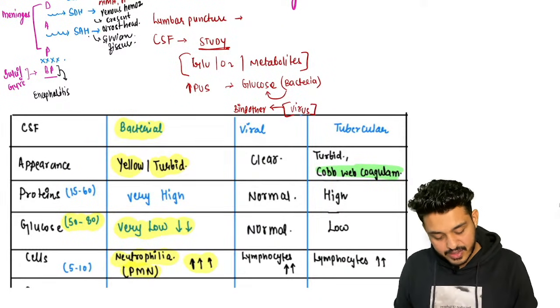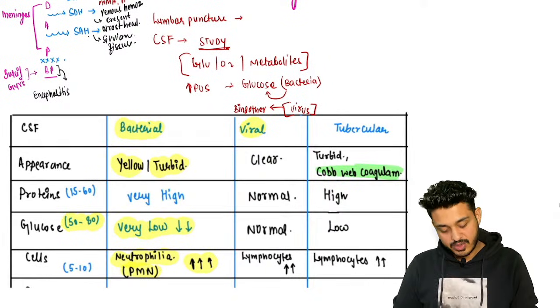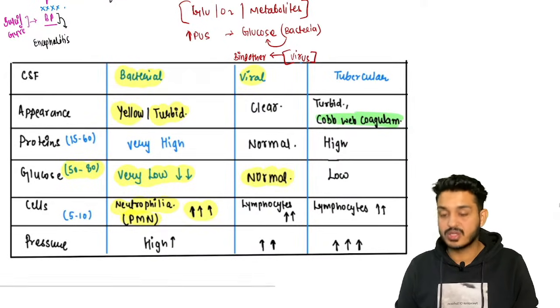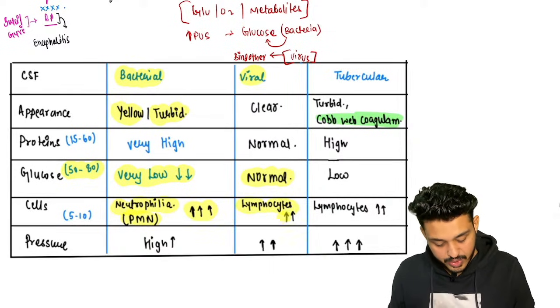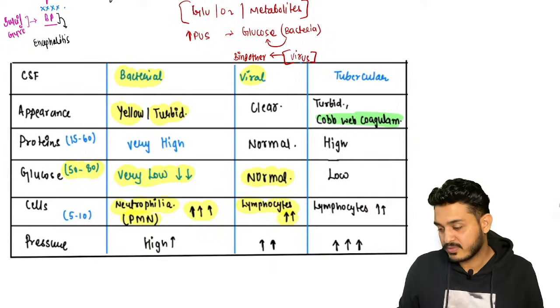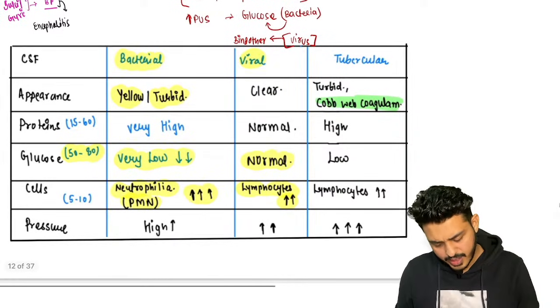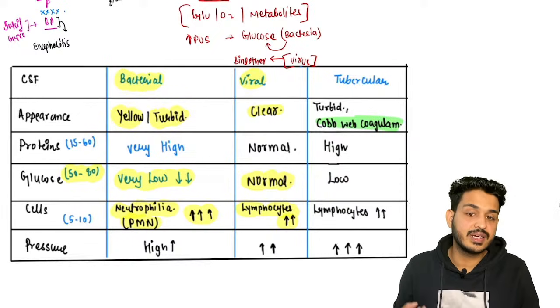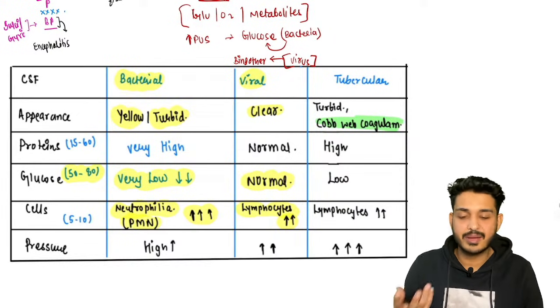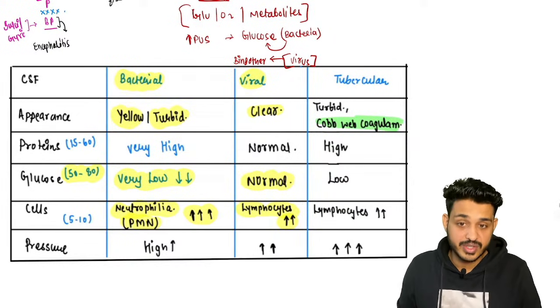In viral infection, you have no issues with glucose, so glucose is going to be normal here. And lymphocytes are going to increase. We know that in viral infection lymphocytes will be increased, right? Pressure will again be high. The appearance is going to be clear. Remember, clear fluid coming from anywhere is generally viral.